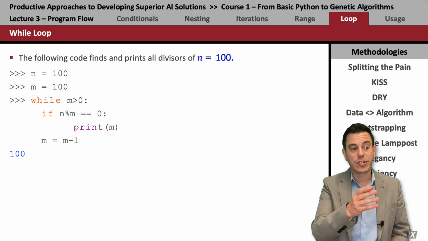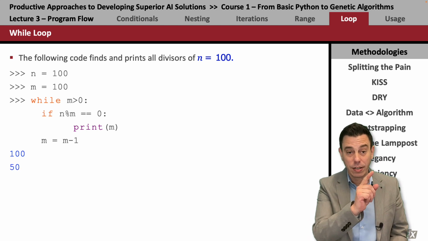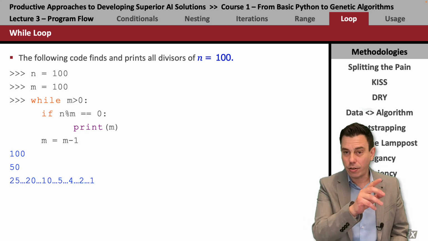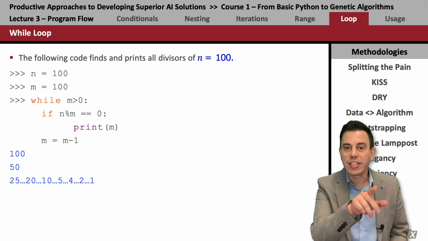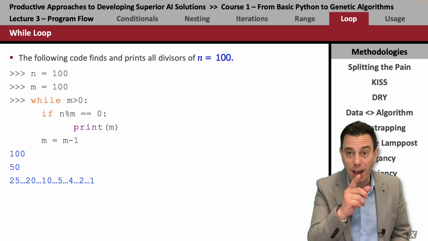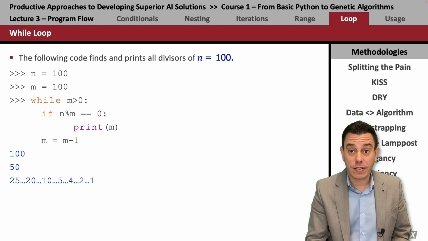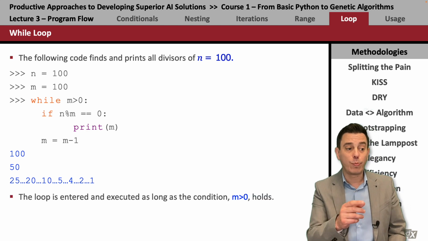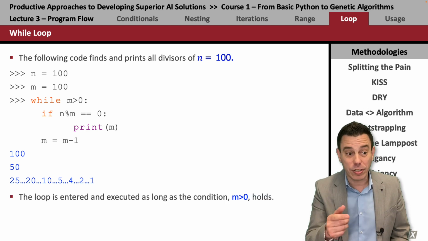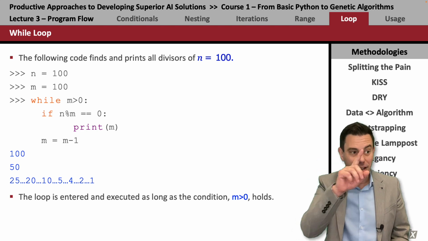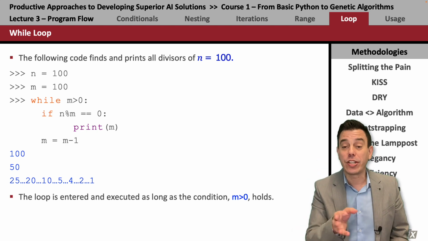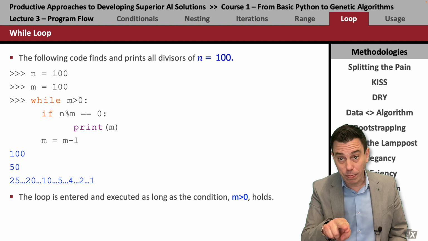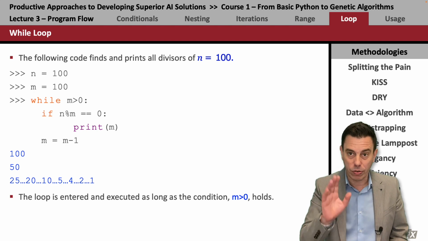That's it. The result is 150, and then 25, 20, 10. These are all the divisors of 100. It stopped at 1 because this loop is entered and executed as long as the condition in the while command, which is m is bigger than 0, holds.